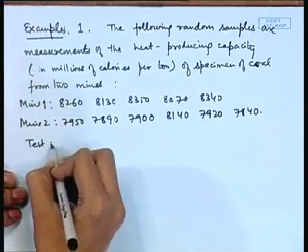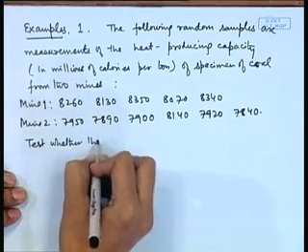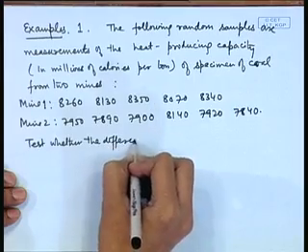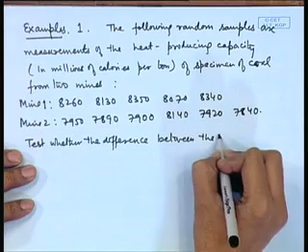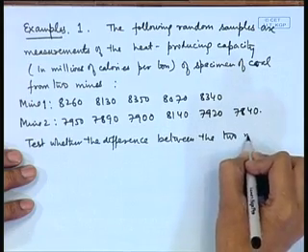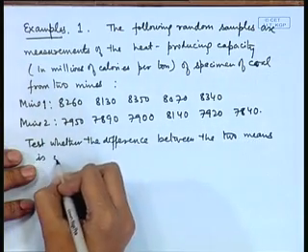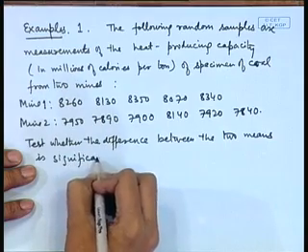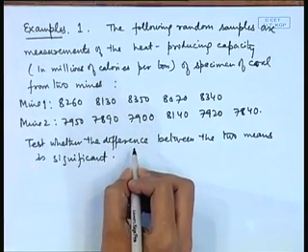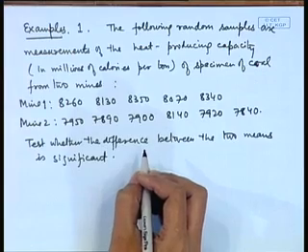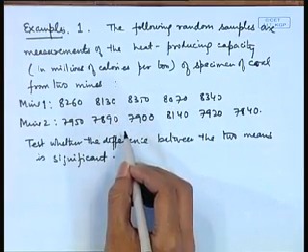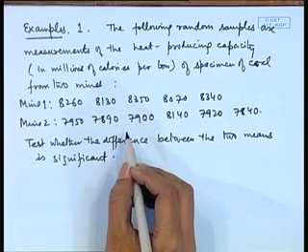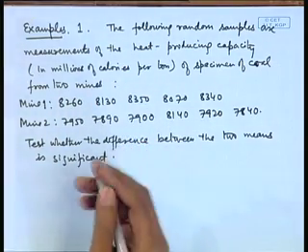Test whether the difference between the two means is significant. So, here 2 samples are available to us, and we are having 5 and 6 observations respectively from the 2 samples. So, what we do here, we have to check whether mu 1 is equal to mu 2 or mu 1 is not equal to mu 2.